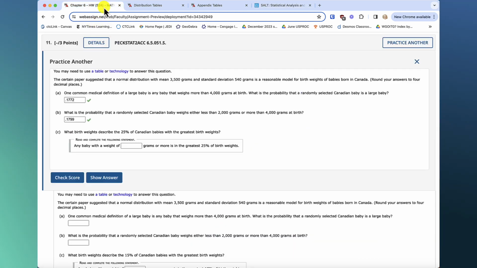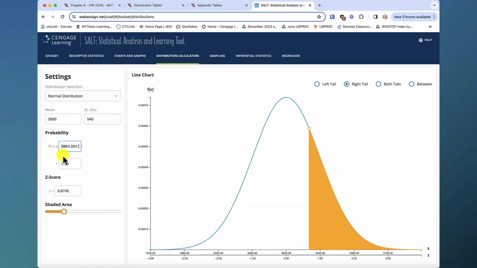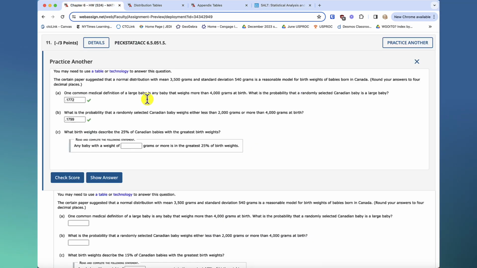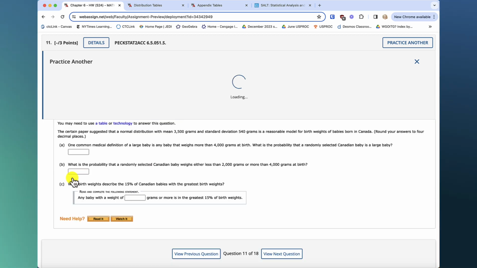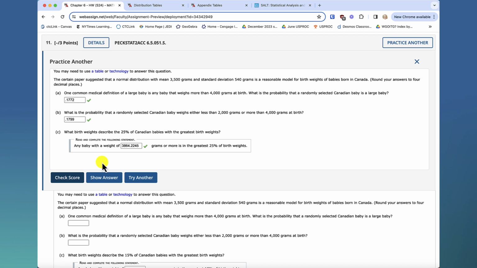So how do we type in our answer? It says round to 4 decimal places. So let's get 4 decimal places. 3864.2245. It looks like I could just copy that, paste that, check score. Super. There we go.